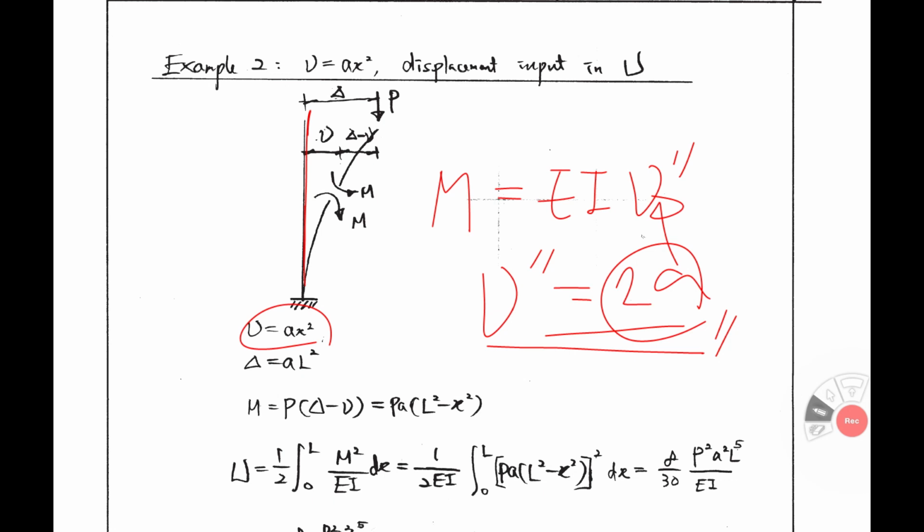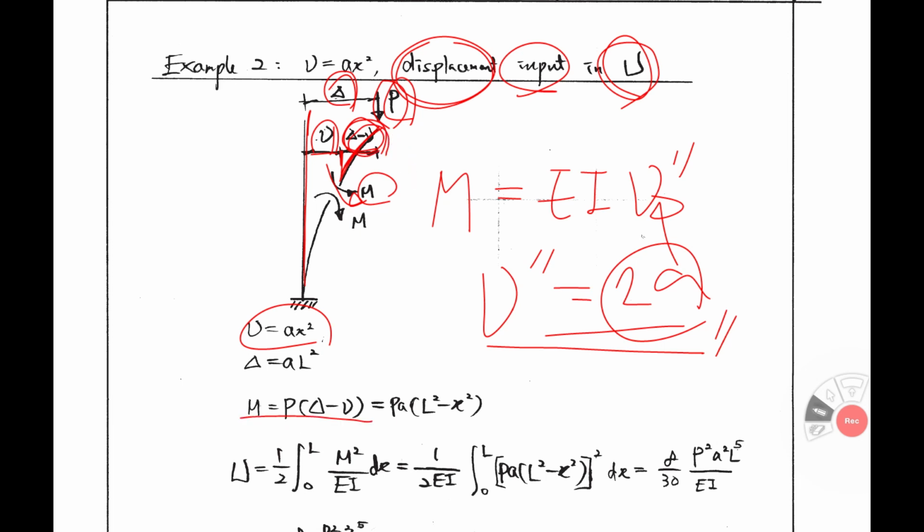In this approach, I will directly use displacement input in calculating U. Let's look at this one. This P here and delta. If we take out this part, the lateral displacement is V, right? So this displacement is delta minus V, right? So we can calculate the internal moment here. How to calculate? P times (delta minus V), like that.